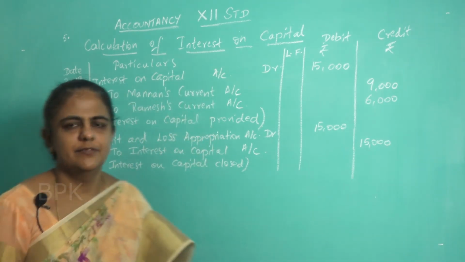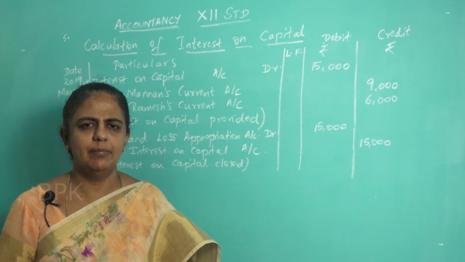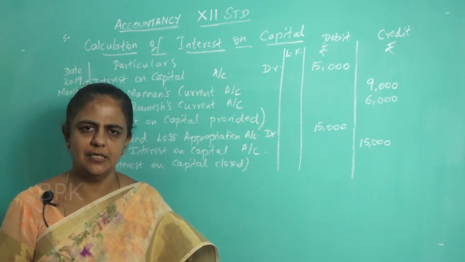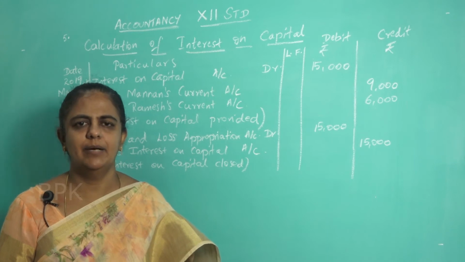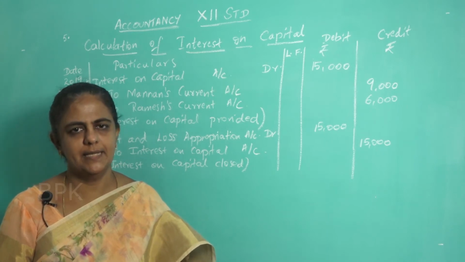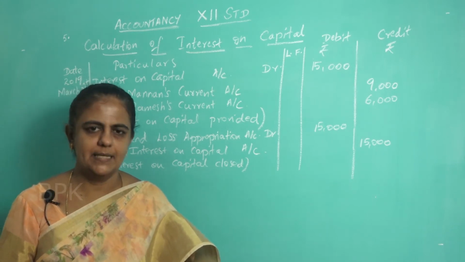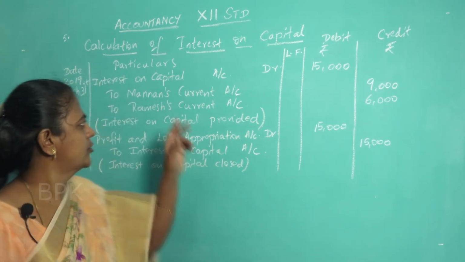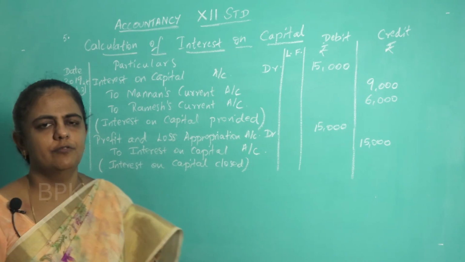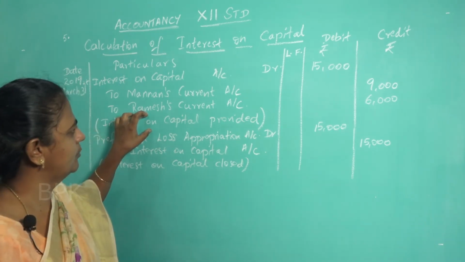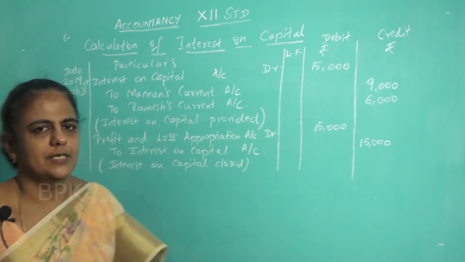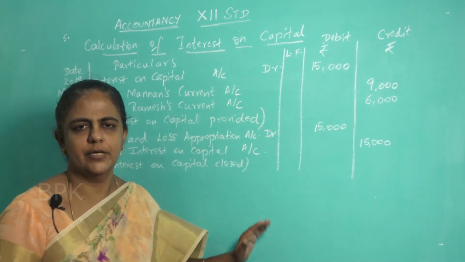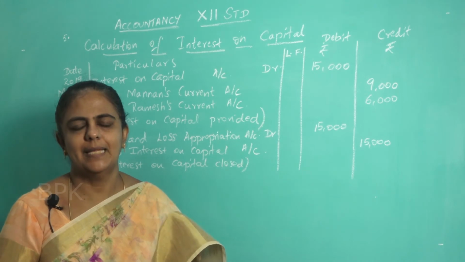Understood, children? First you calculate the interest on capital on the opening capital. If there is any additional capital, that also you consider, but in this sum no additional capital is there, only current account balance is there. That current account balance we don't need, but we are transferring the interest on capital to the current account of the partners. So journal you have to write. That's all, only two journals for this. Hope you understood, children. Thank you.